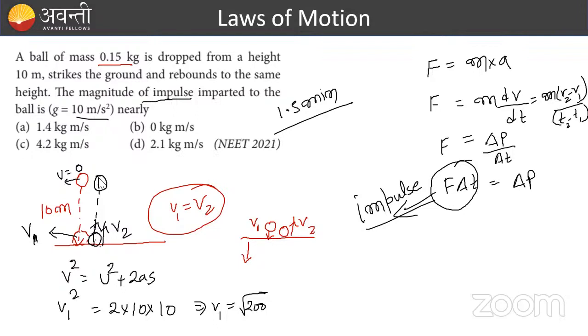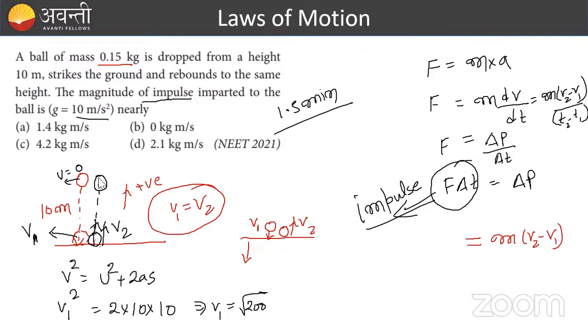So what will be the change in momentum? Because we have to calculate impulse, so you find the change in momentum. What will be the change in momentum? Mass times (v2 minus v1). So I take the positive direction, and the downward direction will be negative, right?